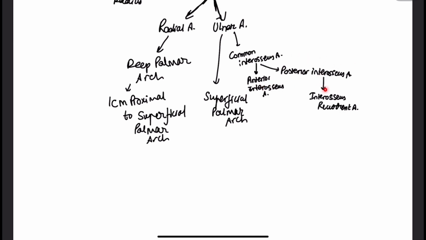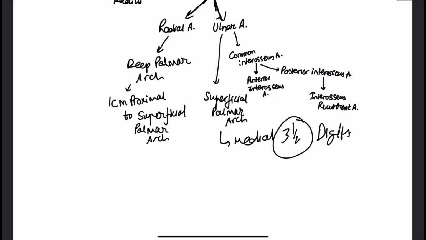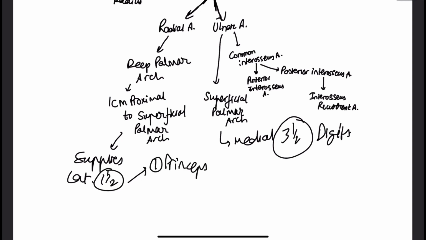The posterior interosseous artery further gives the interosseous recurrent artery, and your ulnar artery continues as the superficial palmar arch, which supplies the medial 3.5 digits. The radial artery continues as the deep palmar arch, which is 1 centimeter proximal to the superficial palmar arch and supplies the lateral 1.5 digits by two arteries: princeps pollicis and radialis indicis.